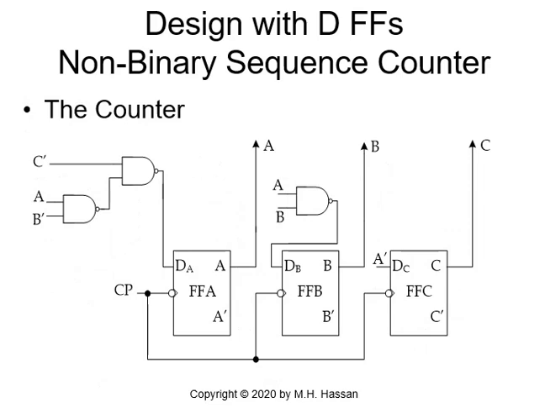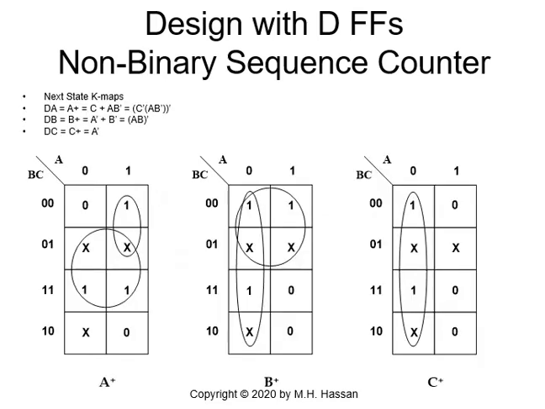And this is what we get. dA is equal to A plus, which is equal to C or AB prime. But with NAND gates it is equal to C prime NAND AB prime, all prime. dB will be B plus, which is A prime or B prime, or AB prime. It's one NAND gate. And dC, which is C plus, is A prime. So we got actually the Boolean functions, and those are the excitation inputs for the flip-flops.